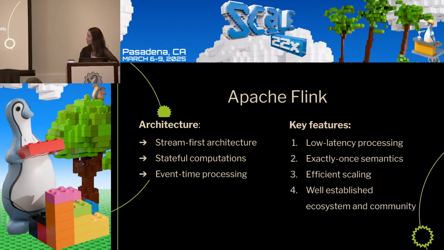And one key feature to mention is exactly once semantics. This just ensures that every single event that comes into the system is processed exactly once, and this is mostly done for the sake of accuracy. And it is, I think, one of the more well-established stream processing platforms, so there's a very well-established ecosystem and community, so if you ever have a question, it's probably answered on Stack Overflow already.